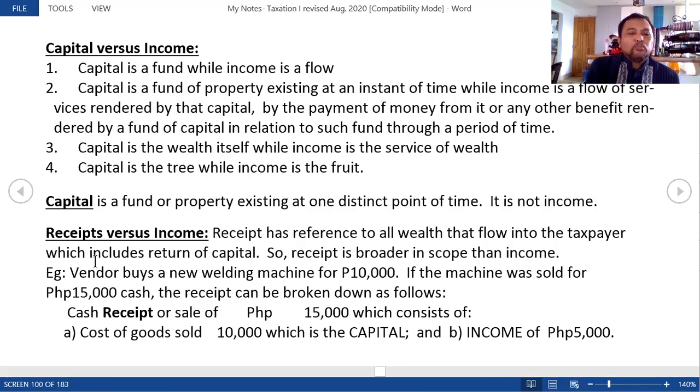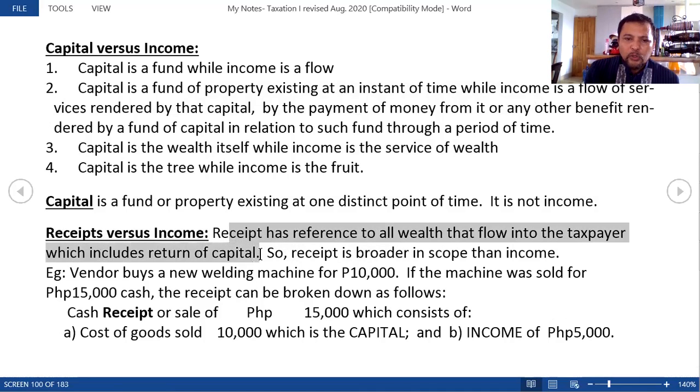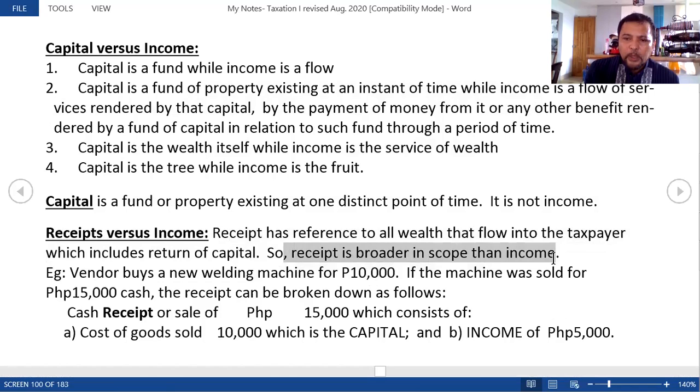Another term, receipt. We will distinguish receipt from income. Receipt has reference to all wealth that flows into the taxpayer, which includes the return of capital. Thus, receipt is broader in scope than income. Example, when a seller buys a welding machine for 10,000 pesos, then he sells the machine for 15,000 pesos.